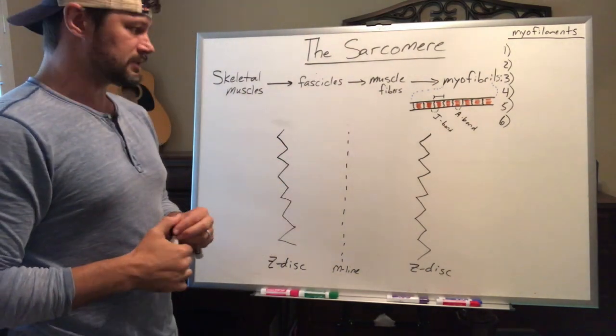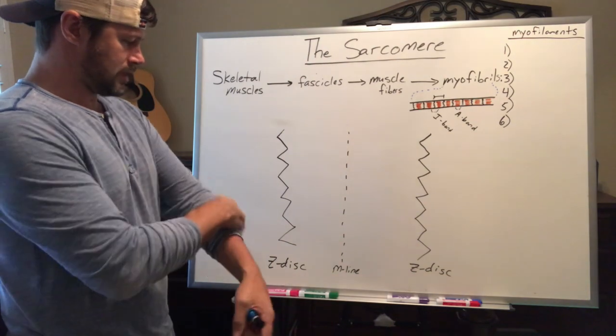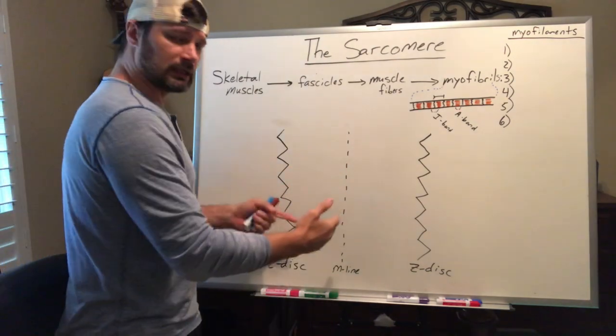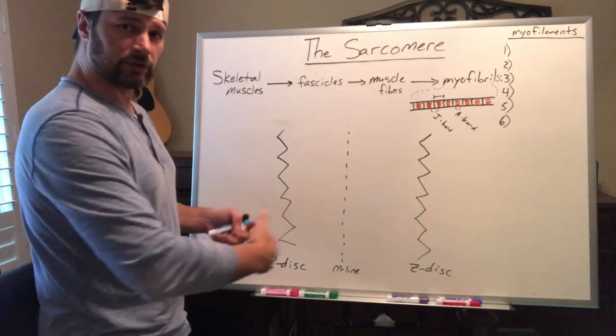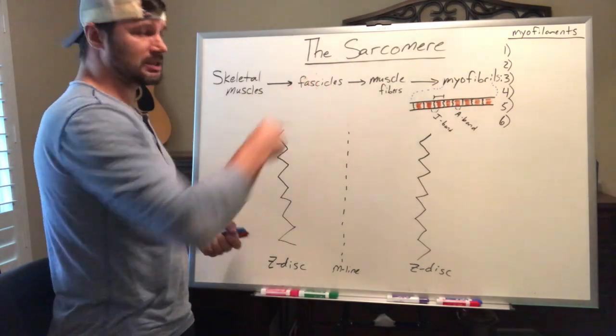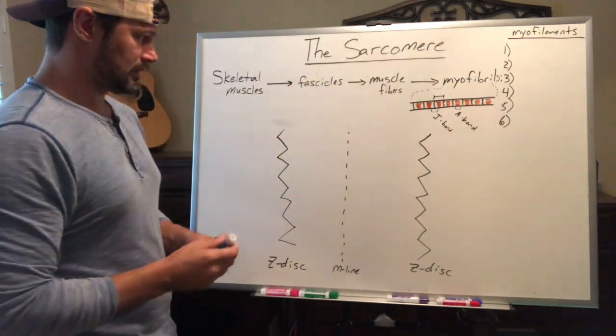And that's going to help us be able to do the rest of our drawing. Okay, Z-disc, and an M line down the middle. This is all part of our sarcomere. And now let's start adding some myofilaments to this.